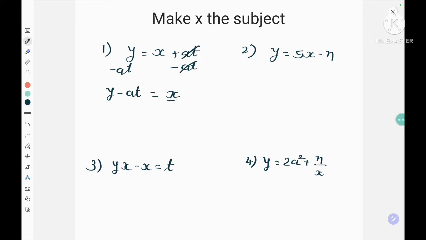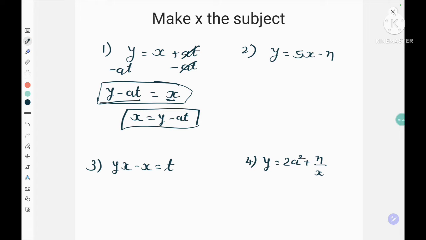So now x stands alone, which means it is the subject now. Normally the subject must be on the left-hand side. So we just switch: this x we move to the left side, and these terms we move to the right side. We are just switching the sides. Okay. If you leave it as it is, it is still a correct answer, but this looks very presentable in your work.